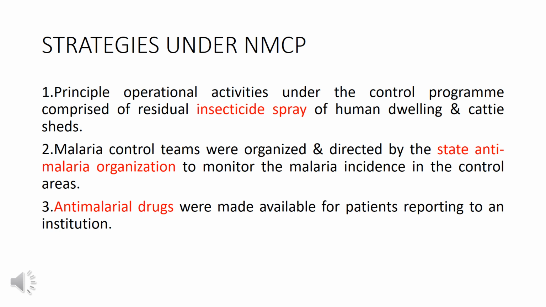First, the principal operational activities under the control program comprised residual insecticide spray of human dwellings and cattle sheds. Second, malaria control teams were organized and directed by the state anti-malaria organization to monitor the malaria incidence in the control areas. And third, antimalarial drugs were made available for patients reporting to an institution.